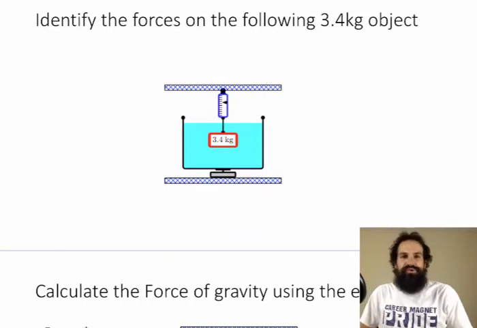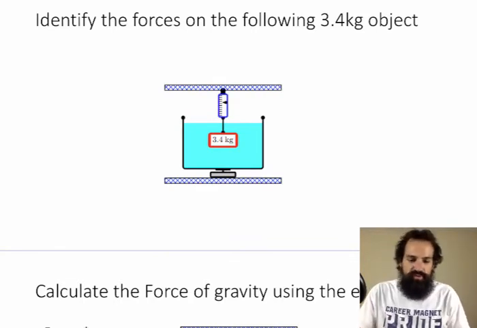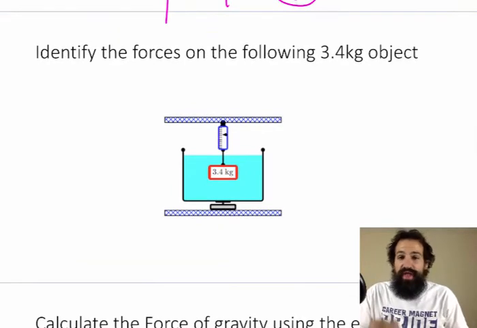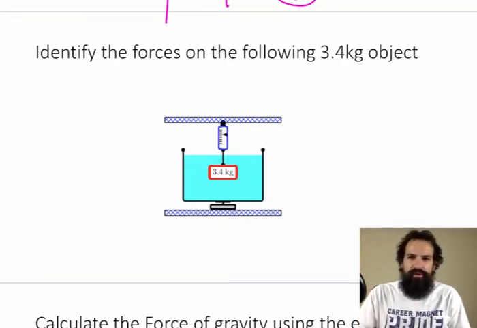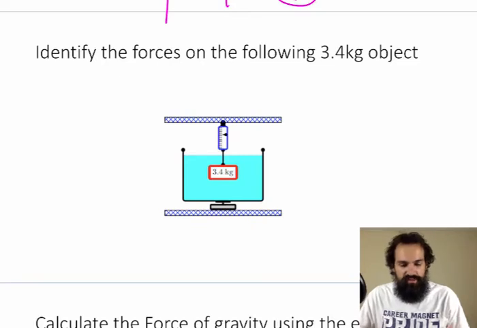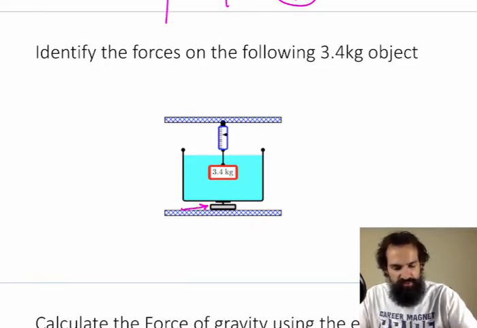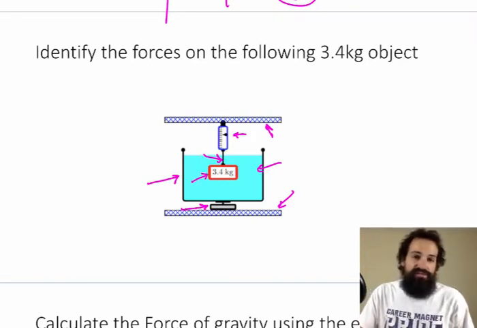All right, so now let's look at the forces acting on the following 3.4 kilogram object. I'm hoping that after the last slide, you should be ready to go and take a solid stab at it. Now, I want to point out there's a lot of things going on in this problem. There seems to be a scale at the bottom. There's a tank here. There's water here. There's a scale here. There's a ceiling here and a floor here and a string here and a box or block here.